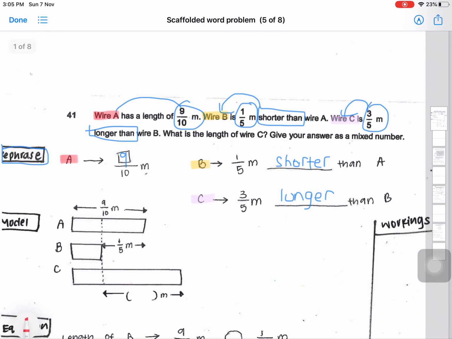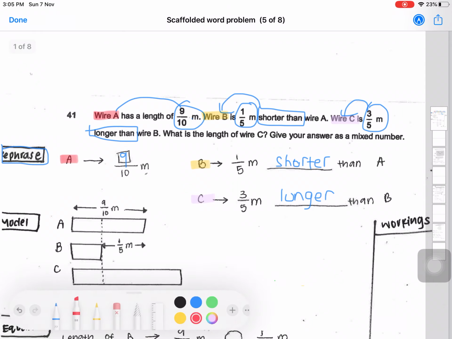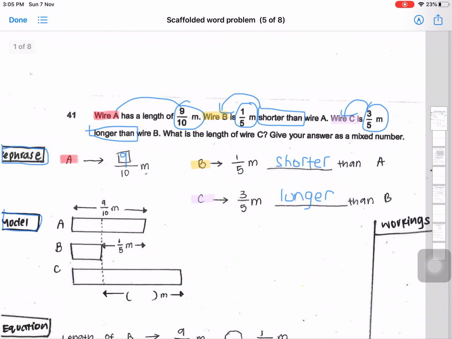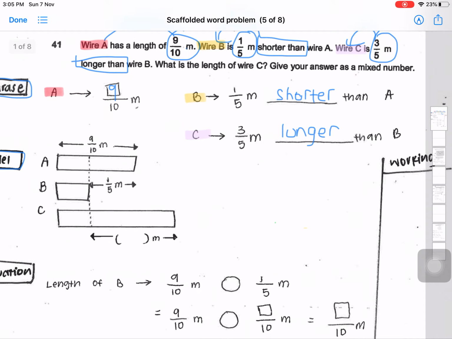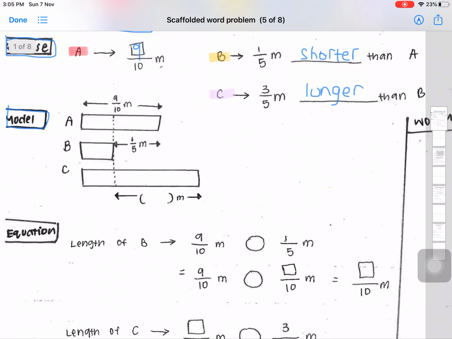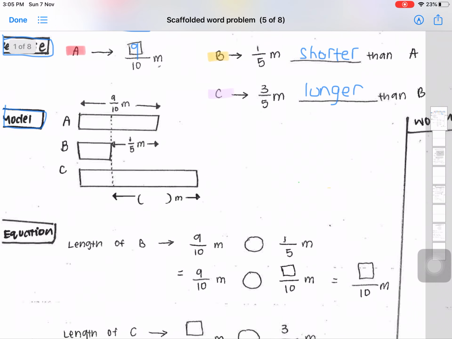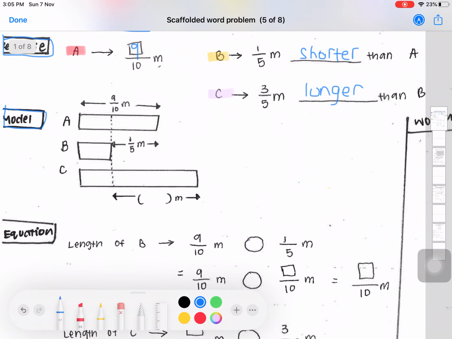Now, let's start to draw models based on the rephrased information. So once we rephrased, we are able to better understand the information so that we can draw models. Now let's start drawing models.